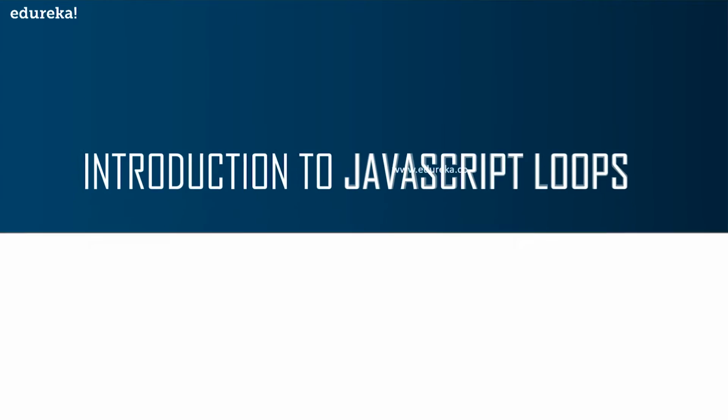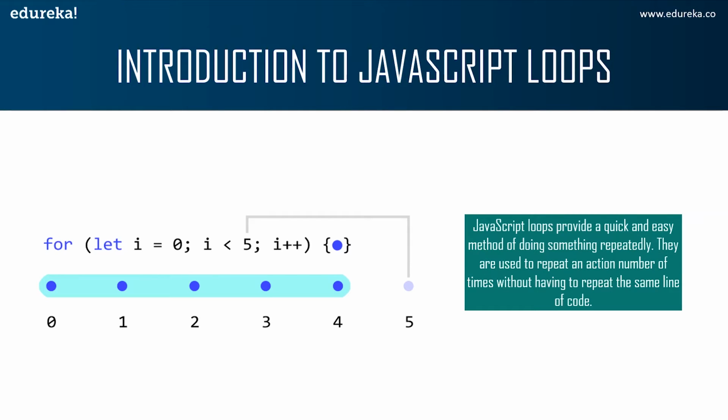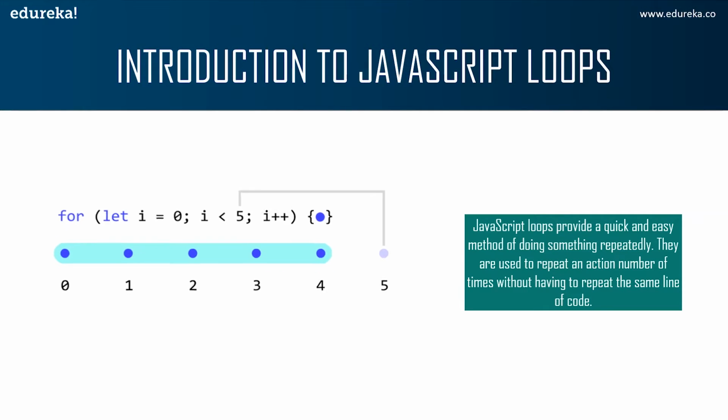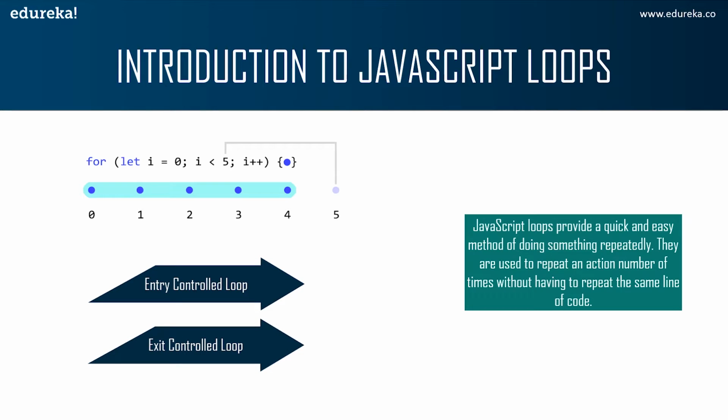Now what are these JavaScript loops? JavaScript loops provide a quick and easy method of doing something repeatedly. They are used to repeat an action any number of times without having to repeat the same line of code again and again. There are mainly two types of loops. First we have the entry controlled loops and then the exit controlled loops.